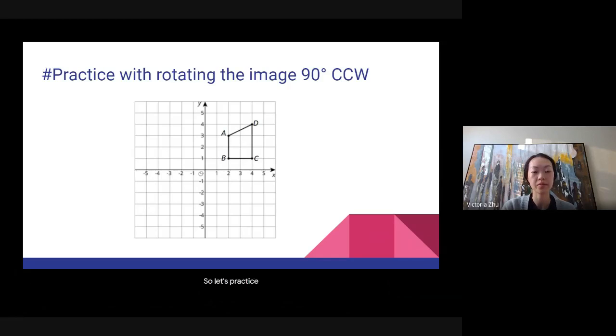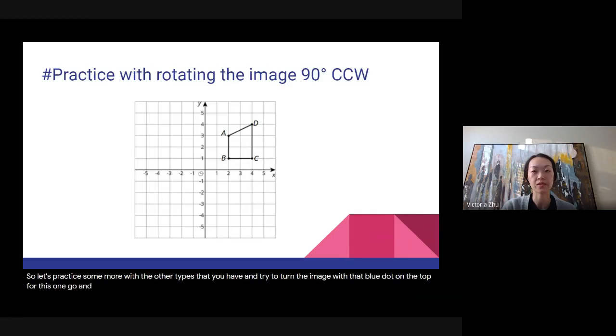So let's practice some more with the other types that you have and try to turn the image with that blue dot on the top. For this one, go 90 degrees counterclockwise. So again, you would need to take minus 90 from 360, going counterclockwise. And so your image should be at this position.